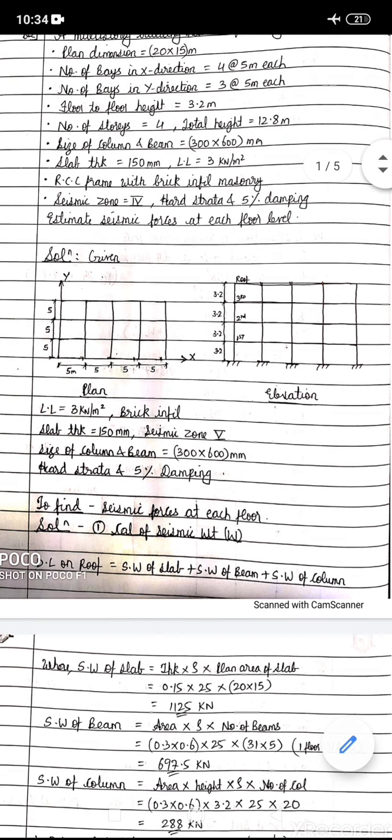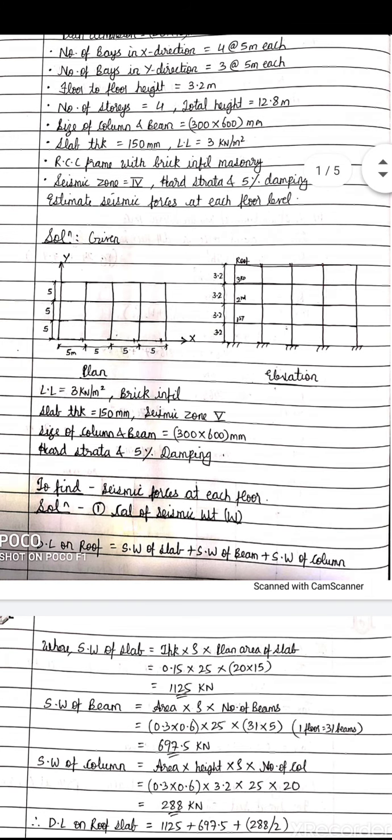So now let us see what is the given data. I have also mentioned the given data so that it is easy for us to understand. Live load is 3, brick infill panel is already mentioned, so we know which time period formula we have to use. Slab thickness is given to us, seismic zone is given to us, size of the beam and column is also given to us, and it is hard strata with 5% damping. So let us start. We have to find out the seismic forces at each floor level.